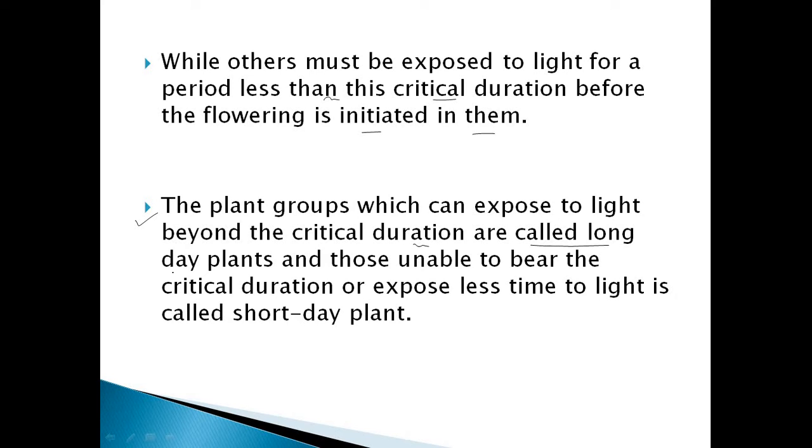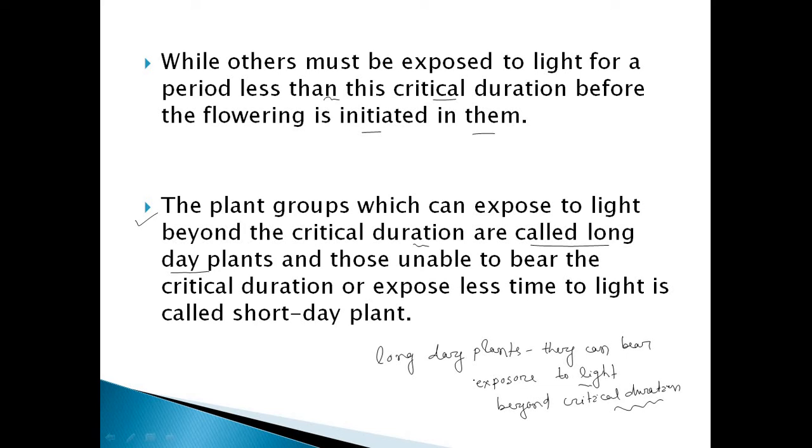Okay, the second point I have mentioned here: the plant group which can be exposed to light beyond the critical duration is long day plants. Long day plants can bear exposure to light beyond the critical length. That means they can resist a long time in the light. That's why they are long day plants.